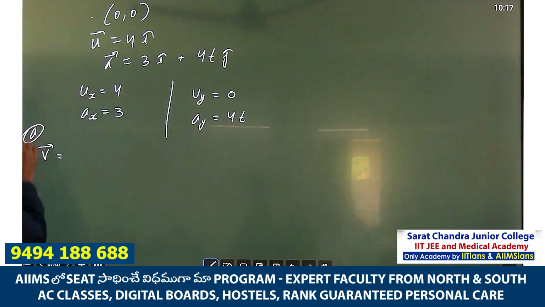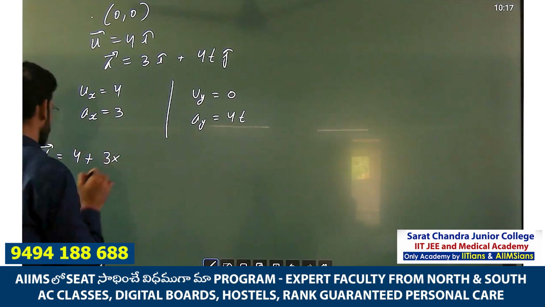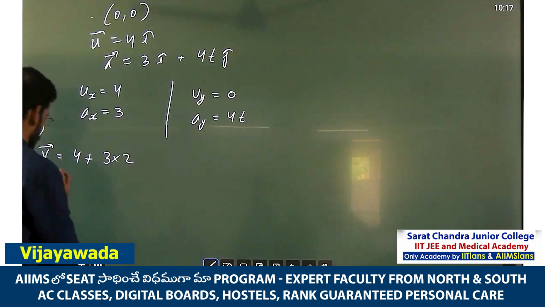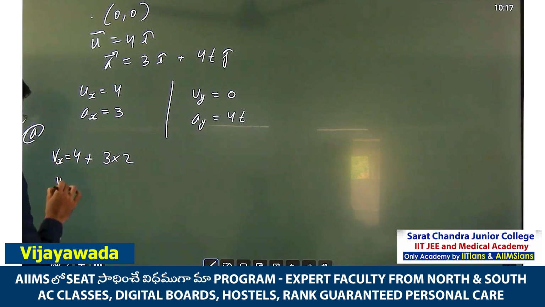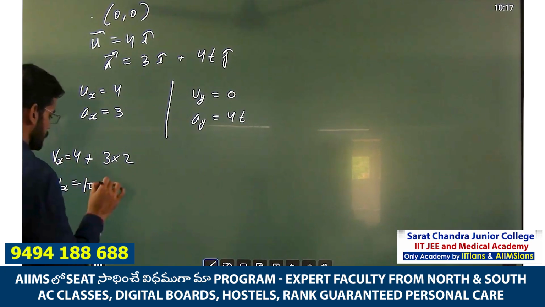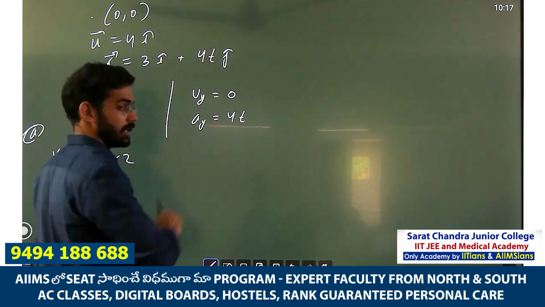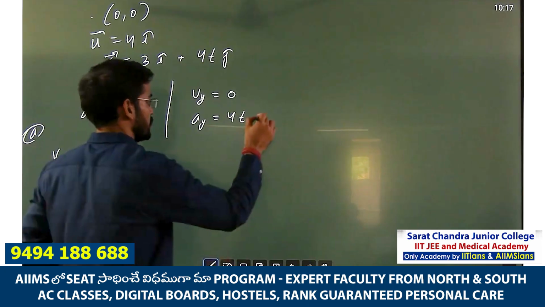So part A. First of all, velocity v equals u plus at. So 4 plus acceleration 3 into 2. How much? Vx is 10 meter per second. Here, if you solve y, acceleration is a variable, right? So we can't apply the equation of motion. So we will do, what is this value?